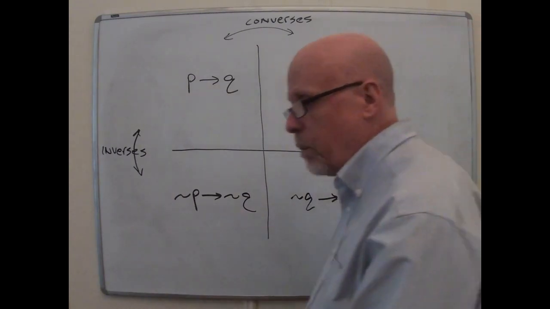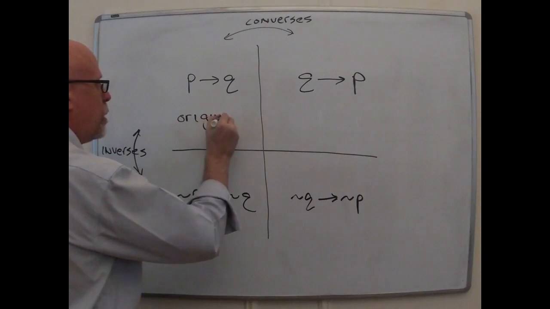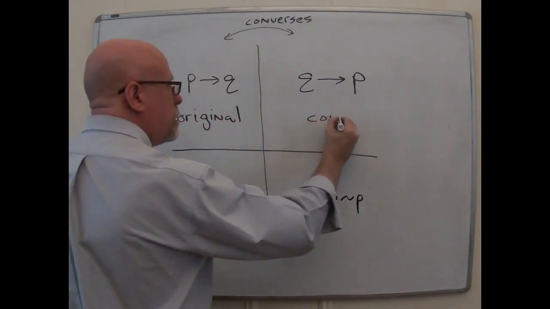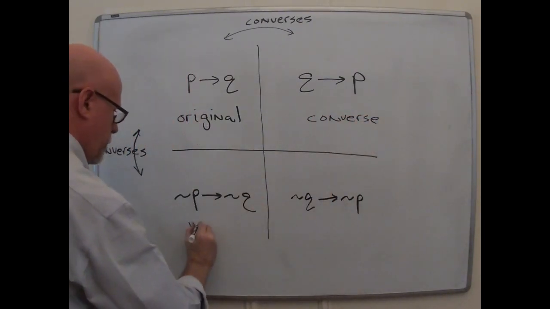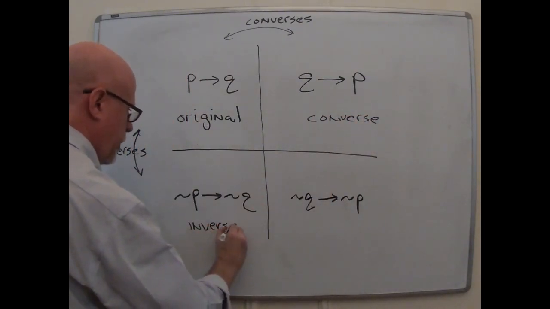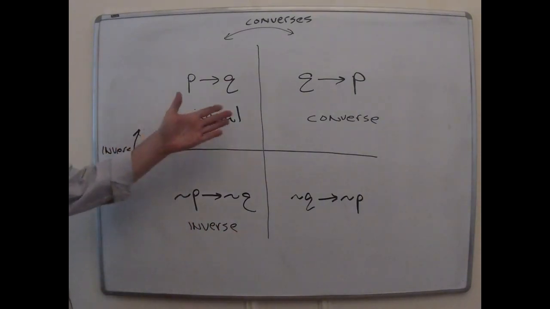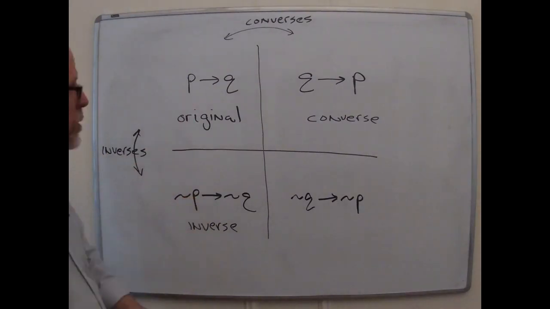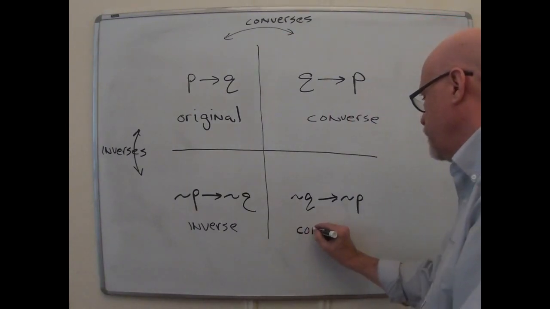So let me label all of these. This is our original. This is its converse. And this is its inverse. And finally, this, I like to think of it as two wrongs make a right. If you do both the converse and the inverse mistakes, you end up with something that's the same logical content as the original, the contrapositive.